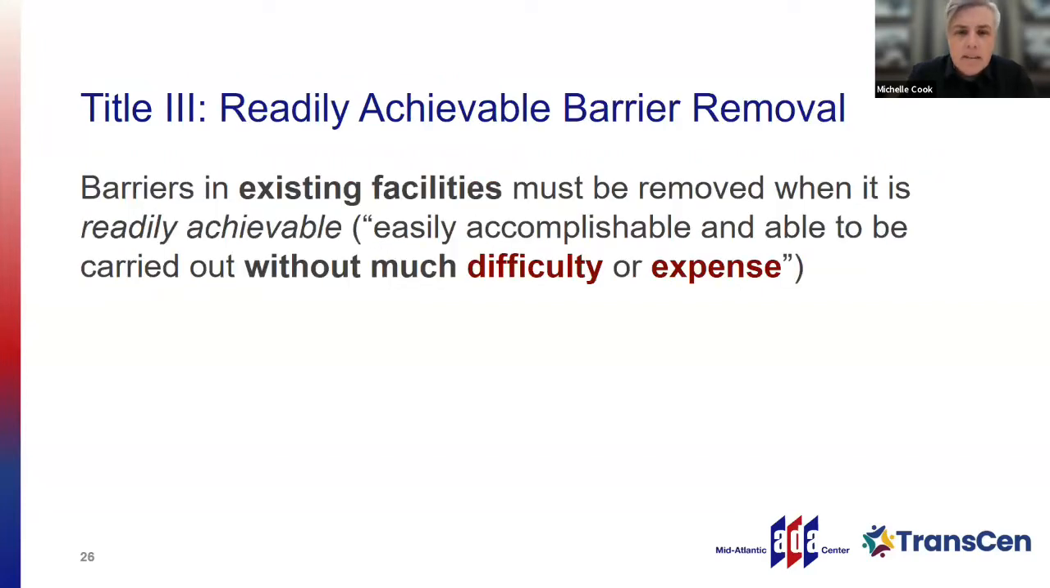For Title III, and this is slide 26, that readily achievable barrier removal, what the ADA says about this is that barriers in existing facilities must be removed when it is readily achievable, meaning that it's easily accomplishable and able to be carried out without much difficulty or expense. And voila, that's what we're here today talking about. Next slide, 27.